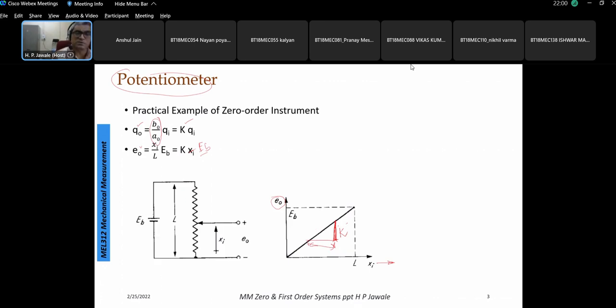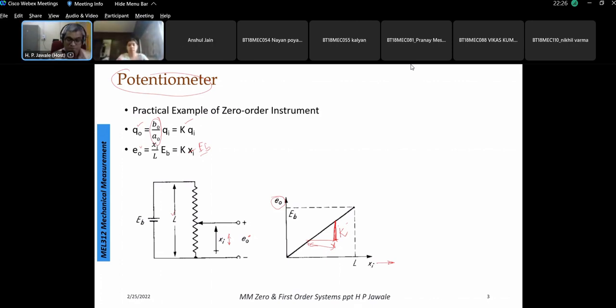So this is what is shown, the device. In this one, the external circuit is applied with the input EMF here, where the total length of the slider is capital L, and as we go on changing the value of Xi, we find the proportional output EMF is induced. So the potentiometer is a very simple example of the zero order system.